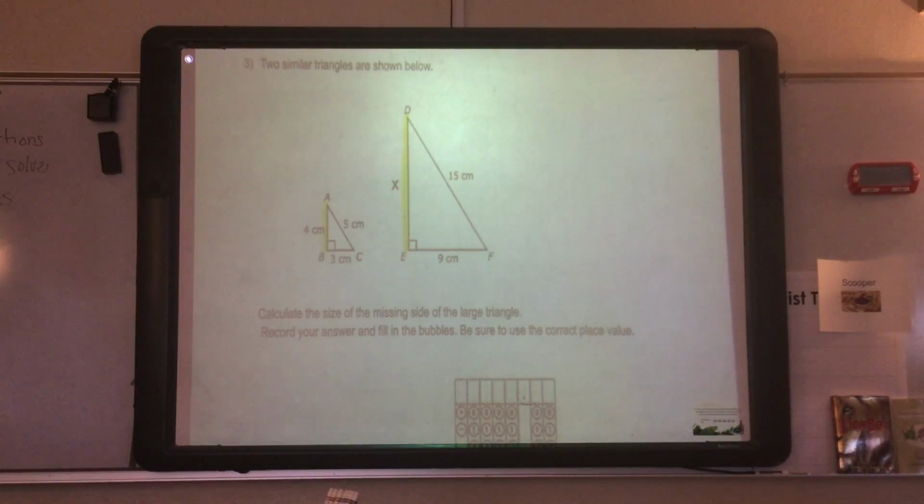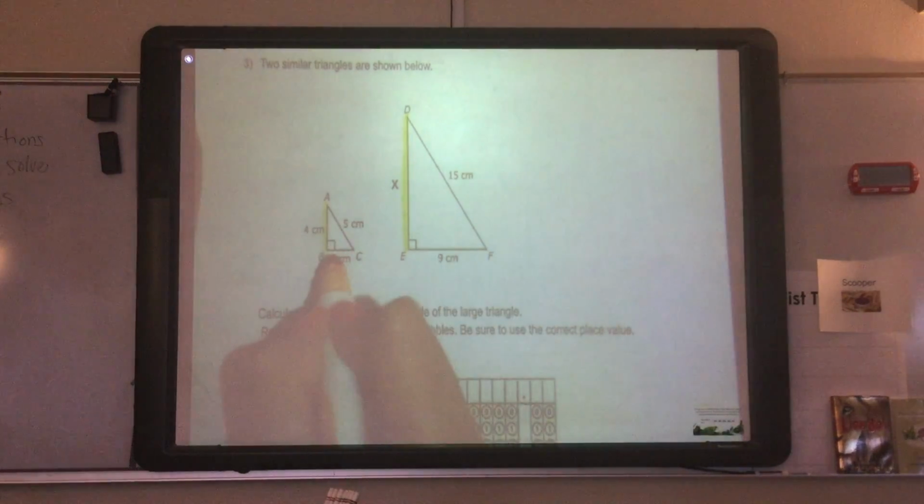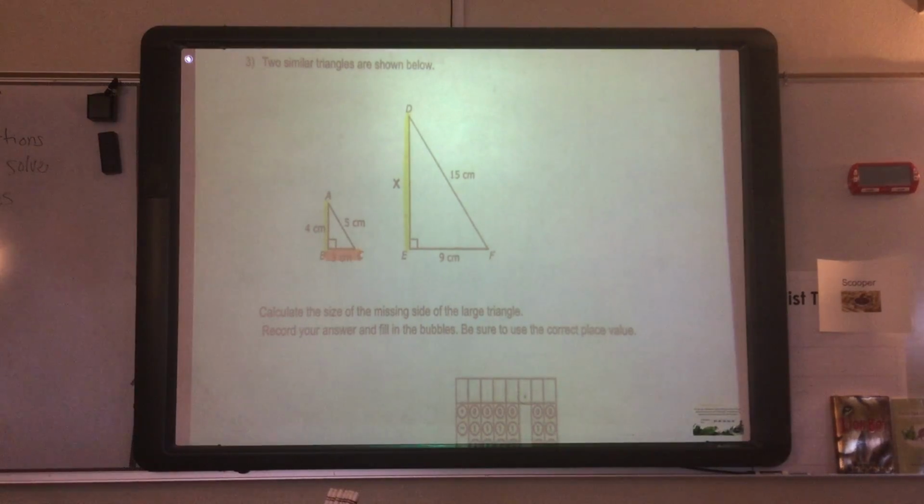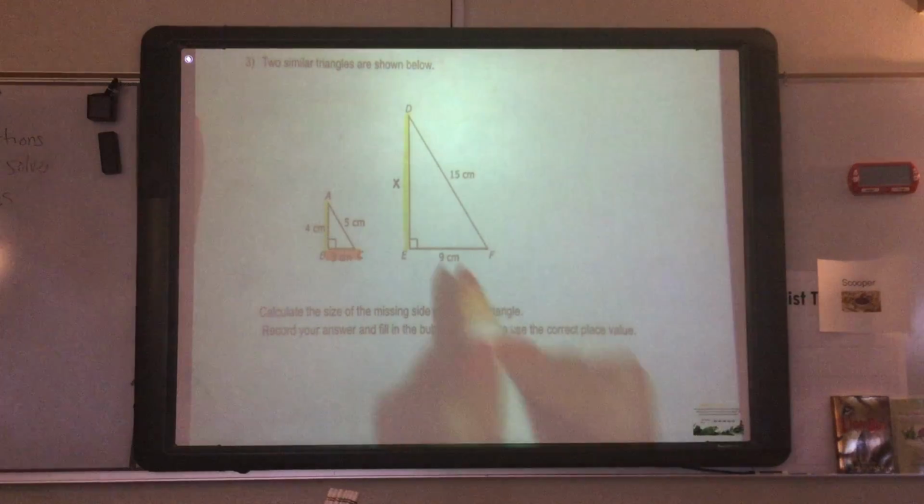Looking at our sides, we can see that on the small figure, 4 centimeters is not the same as 3, so we're going to change colors. We're going to highlight line BC. Once we highlight BC, the corresponding side, when we look at that right angle, is going to be EF.